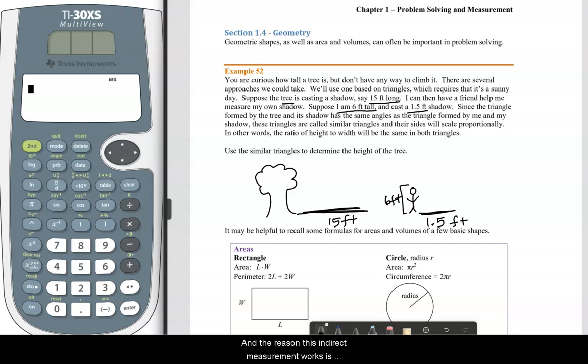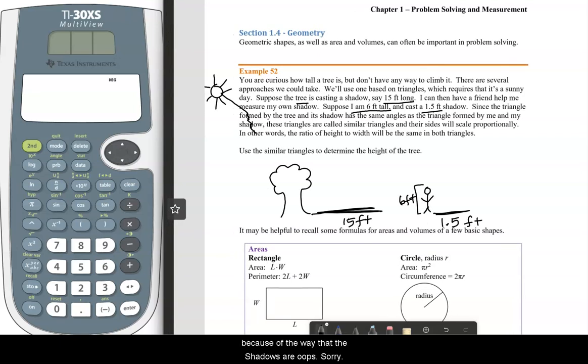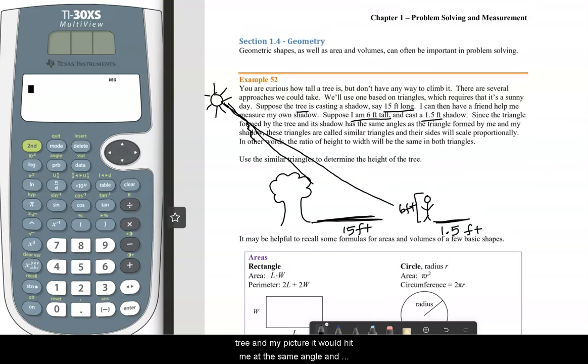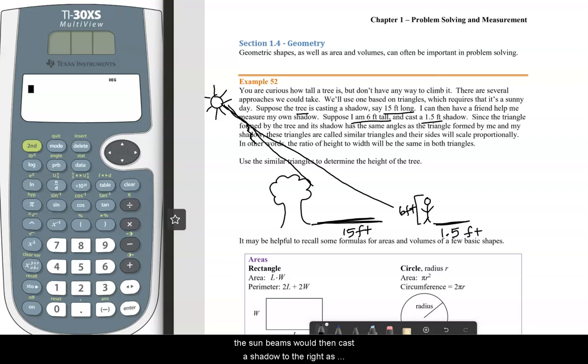The reason this indirect measurement works is because we have the elevation of the sun that's creating an angle that hits the tree and it hits myself at the same angle. And we can use similar triangles to make this work. So we have the sun. I'm going to put it over to the left because of the way that the shadows are. Oops, sorry. And we have the sun hitting the tree and casting that shadow. And if I was standing close enough to the tree in my picture, it would hit me at the same angle. And the sunbeams would then cast a shadow to the right as I have drawn in my picture.